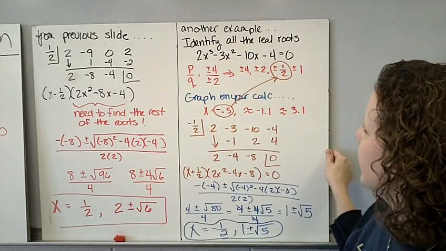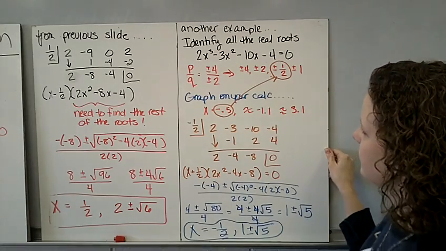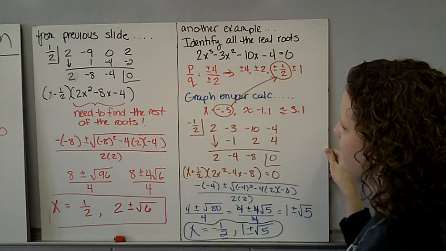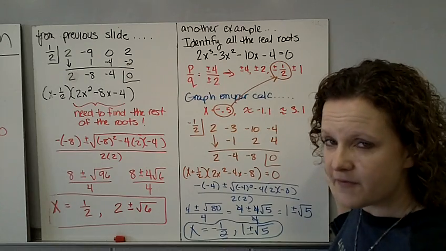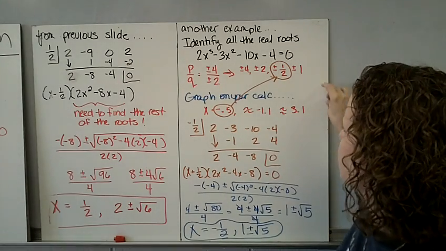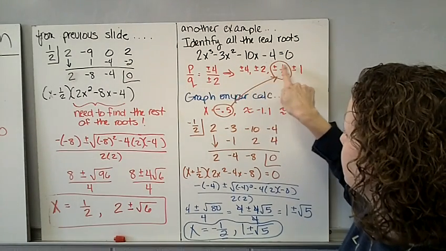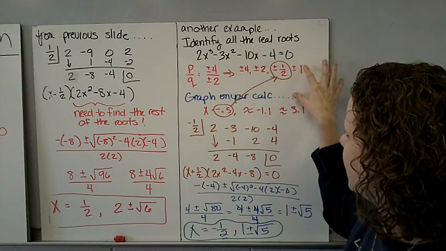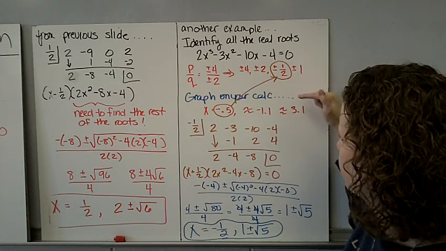Another example, identify all the real roots. So I have p over q, plus or minus 4 over plus or minus 2. You do all of the factors of p over q. The factors of 4 are 4, 2, and 1. The factors of 2 are 2 and 1. So you're going to have all the combinations of p over q.